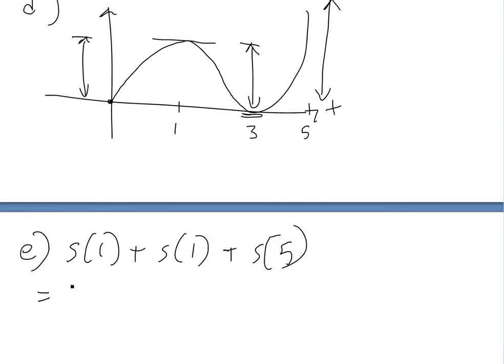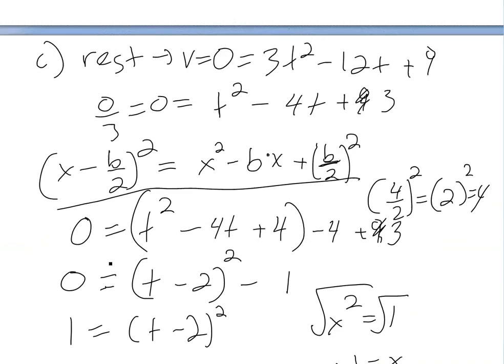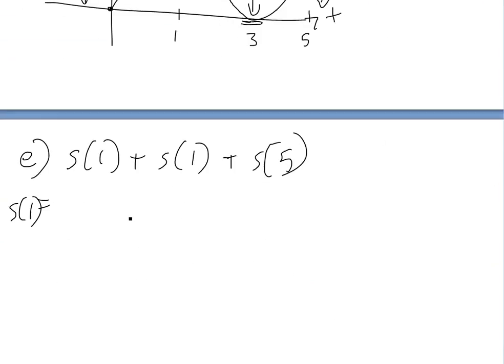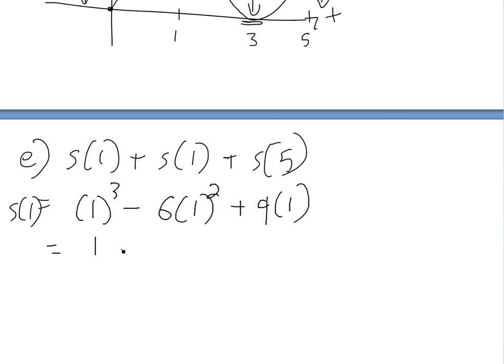So s of 1, or the distance at 1 second, is equal to, what is the equation? t cubed minus 6t squared plus 9t. So we'll have 1 cubed minus 6 times 1 squared plus 9 times 1, just to solve for this one, is going to be equal to 1 minus 6 plus 9, which is just 4.